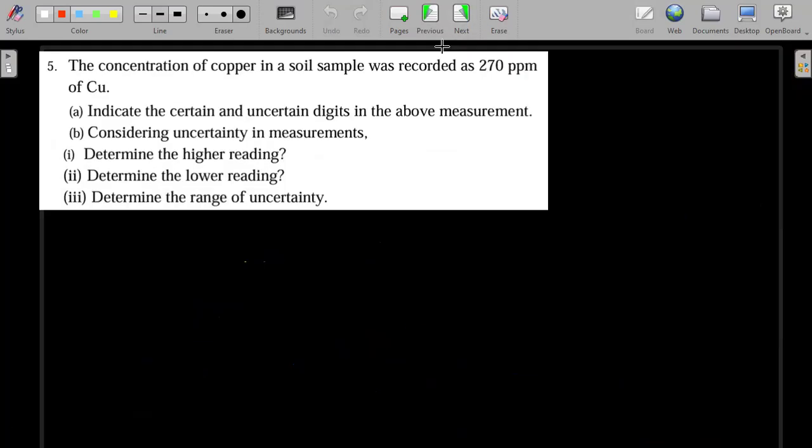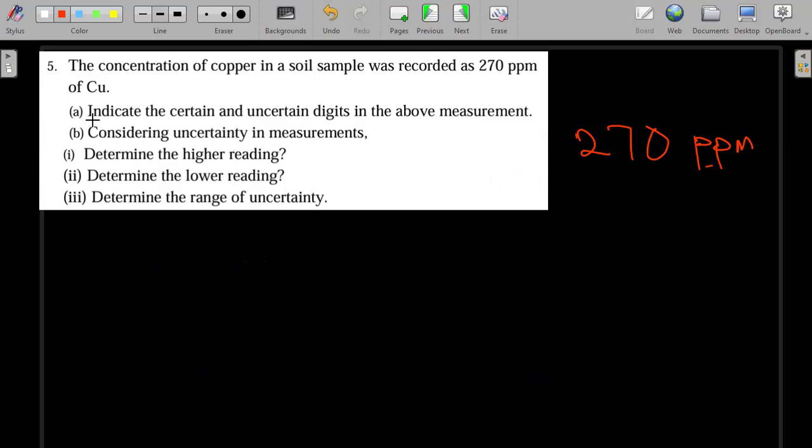Otherwise, we move to question 5. Question 5 was what I was teaching you guys on Wednesday. So this is on uncertainty. If you didn't watch that video, please go back and watch it, because it will give you all the details that you are supposed to know when answering such questions. Here they're saying the concentration of copper in a soil sample was recorded as 270 parts per million of copper.